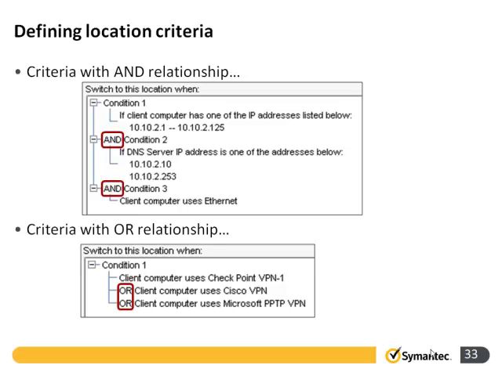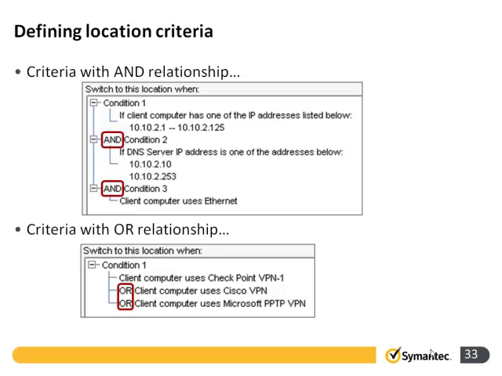So how do we define a location? Well, first of all, the top box, we're looking at criteria with the AND relationship. So we're saying switch to this location when condition 1 and condition 2 and condition 3 are all true. So we have an IP address range that needs to be complied with. We need to be connecting with one of those 2 DNS servers, and we need to be connected using the Ethernet. If all of those are true, then we'll change to that location.